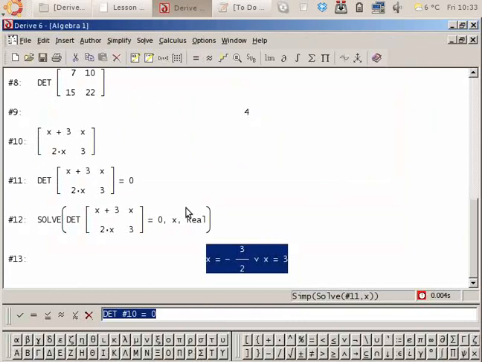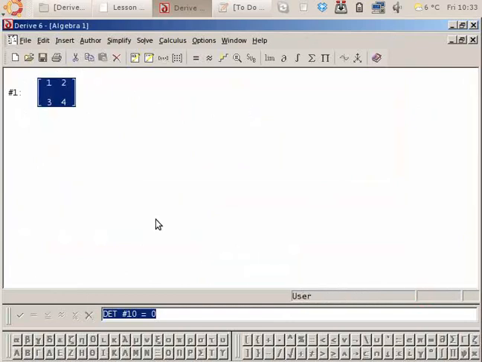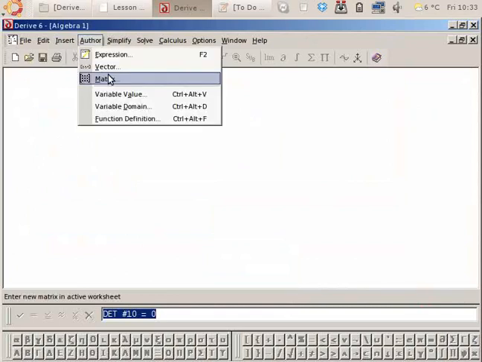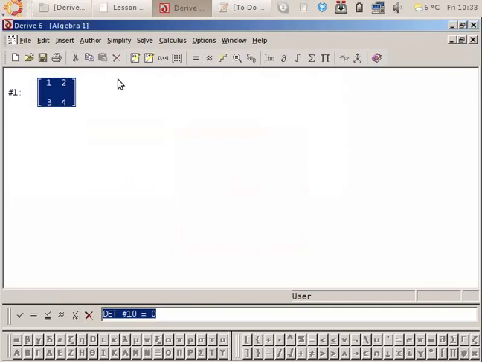Okay, so let me make some space here. I'll just clear all of these. I'd like you to type in these 3 matrices. So the first one, we'll keep it simple again. It's 2 by 2, and it'll be 1, 2, 3, and 4. So that's the first one to type in.